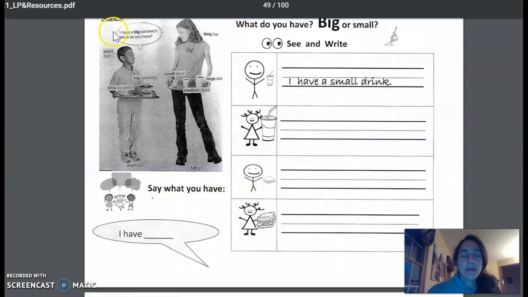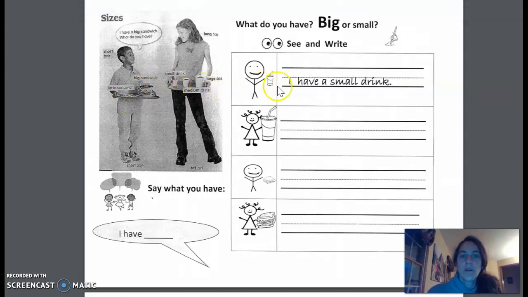Now we're going to talk about sizes, tamaños. I have a big sandwich. What do you have? Look at, there's big sandwich, little sandwich, small, medium, and large or big drinks.